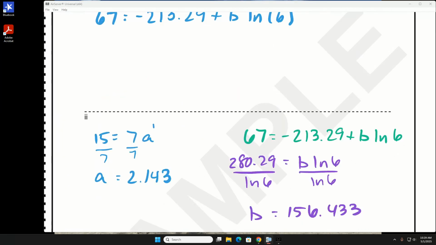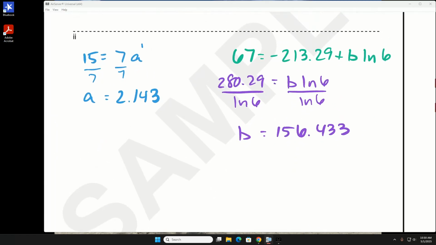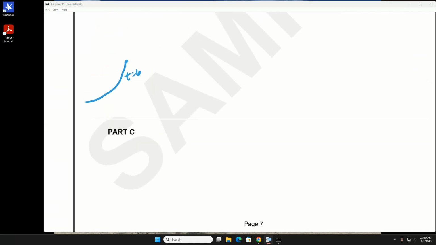So the first number is negative, but that doesn't really affect the shape. B is positive, and it's the natural log of 6. So logarithmic in this case is going to look like that. It looks like a whole bunch of people heard the rumor, and then it kind of slowed down because I guess more people knew.